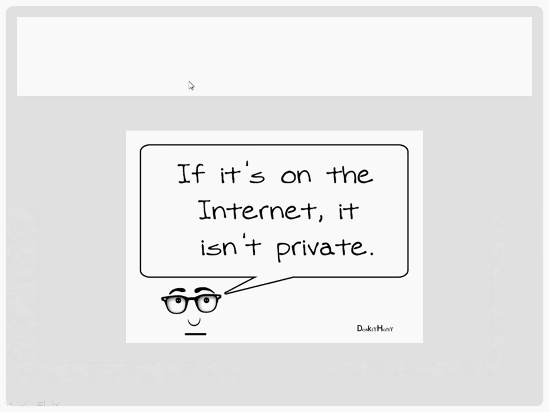Okay, so if it's on the internet, it is not private. These are good words to live by. Understand that whatever you put out there online is now part of the permanent public record. Okay, you can delete it, but chances are good it still exists somewhere out there.